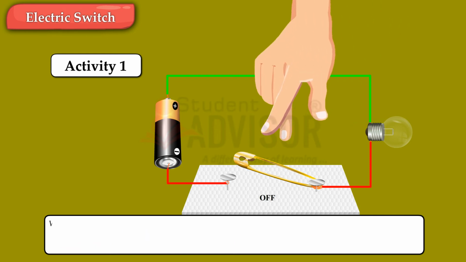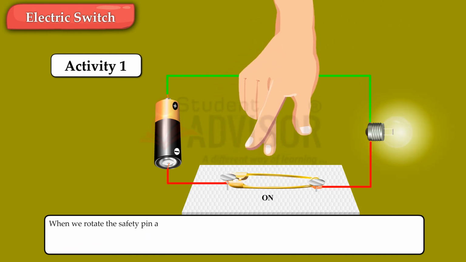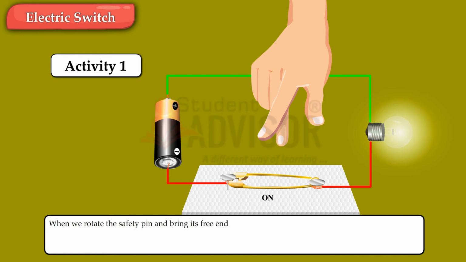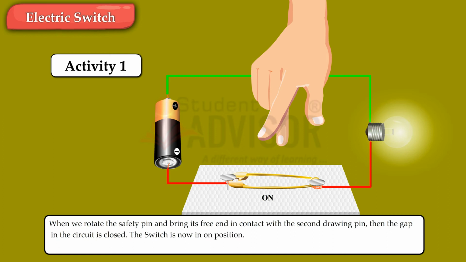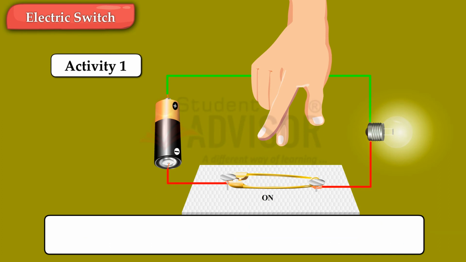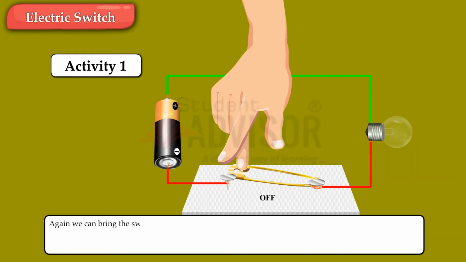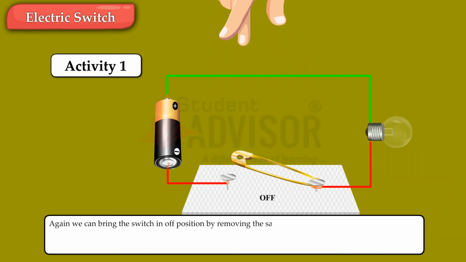When we rotate the safety pin and bring its free end in contact with the second drawing pin, then the gap in the circuit is closed. The switch is now in the on position. Since the circuit is now complete, current will flow. Again, we can bring the switch to the off position by moving the safety pin away from the second drawing pin.